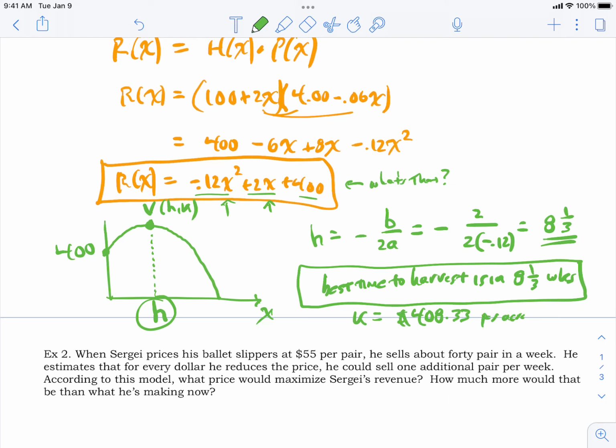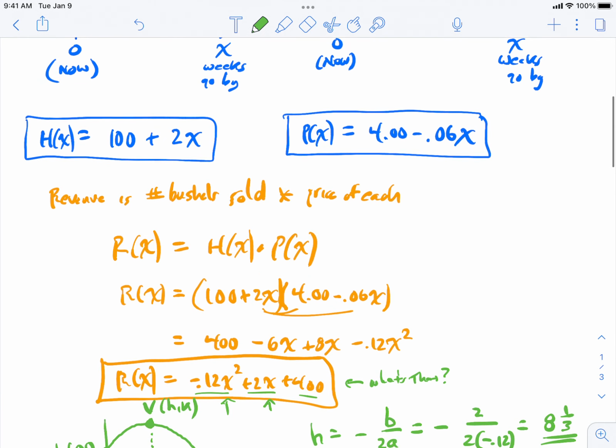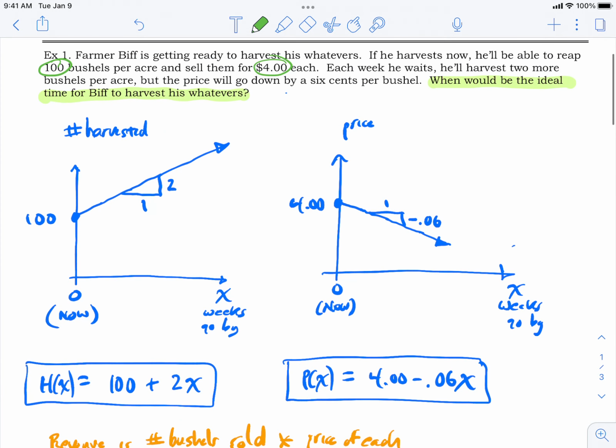So right now, if you harvest, it's $400 an acre. But if you wait 8 weeks, you can get $408 per acre. And if you're a farmer and you have 8,000 acres, you might want to get the extra $8 an acre. Why not, right? So anyway, I think that's a beautiful example of an optimization problem. It turns out to be a quadratic.